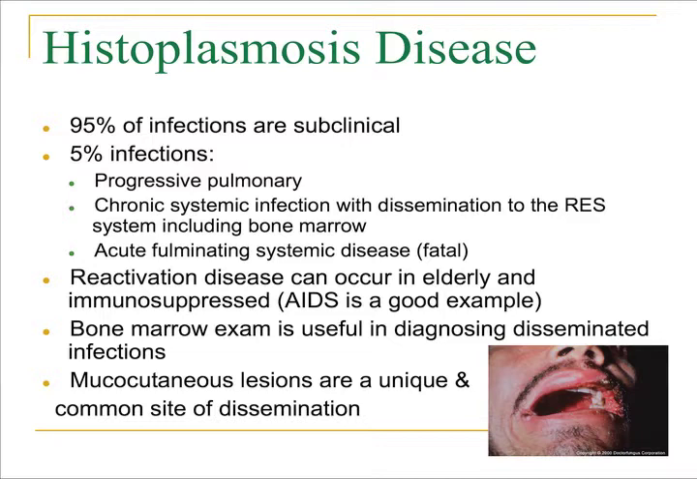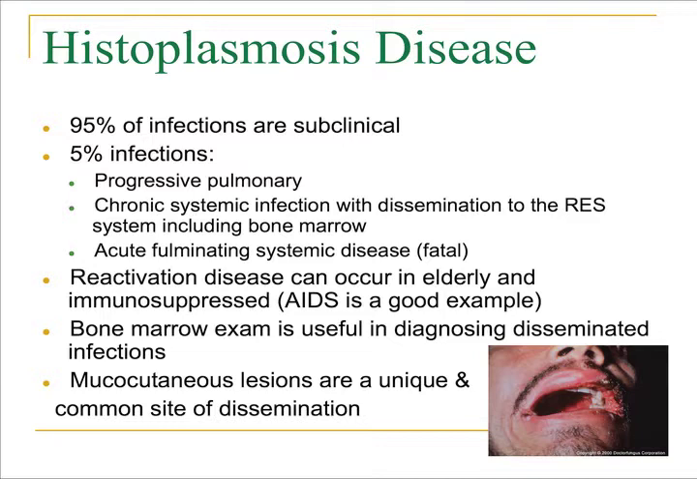This can be progressive pulmonary, chronic systemic infection with dissemination to the reticuloendothelial system, including the bone marrow, and acute fulminating systemic disease if you have massive exposure to the organism in nature. This can, of course, be a fatal infection. Reactivation disease is also common and occurs in the elderly and the immune suppressed. AIDS is a very good example, where exposure might have been in young childhood, but as an AIDS patient progresses in their disease, they would have recurrence of histoplasma.